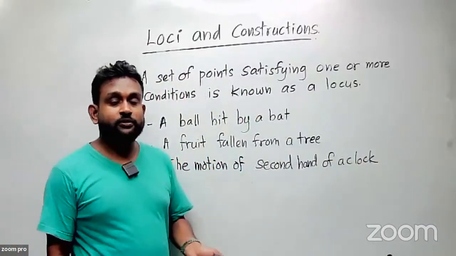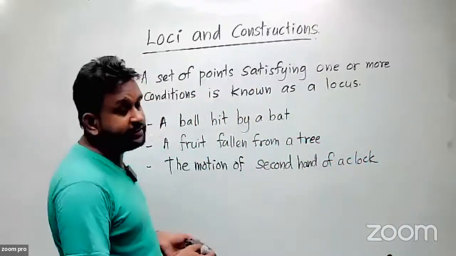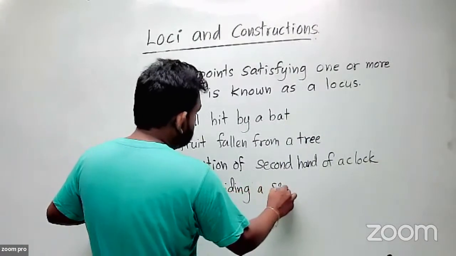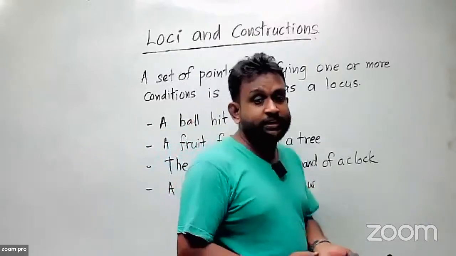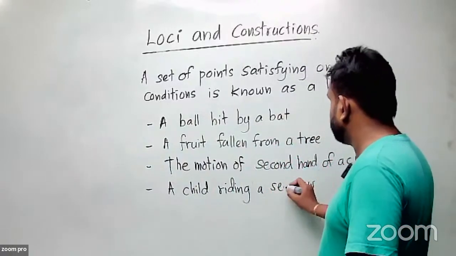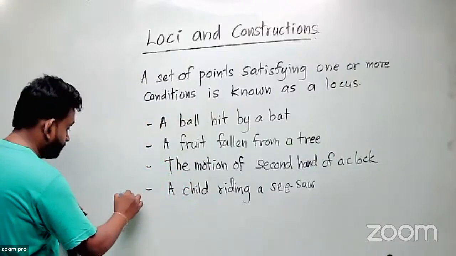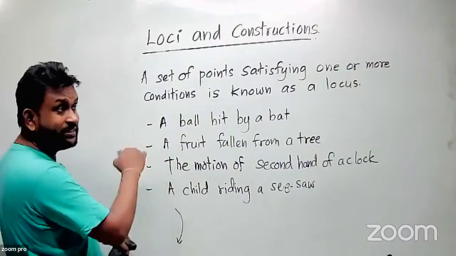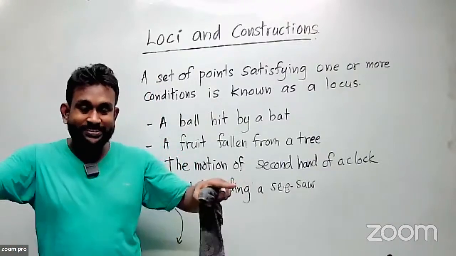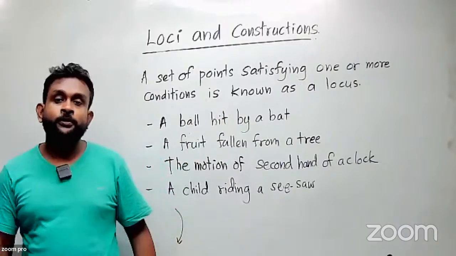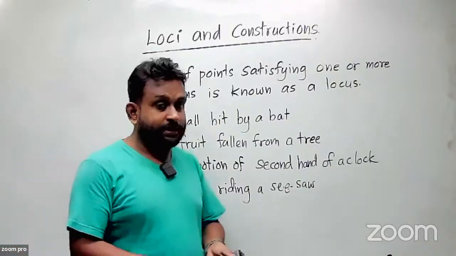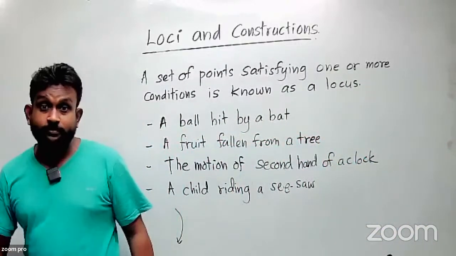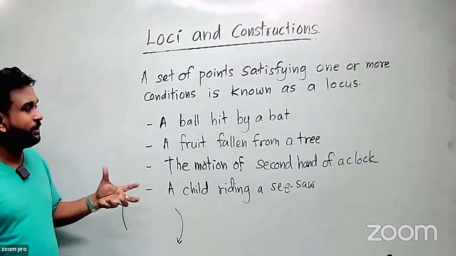Then a child riding a seesaw. Have you seen a seesaw? You can see one child goes up and the other child goes down, here up, here down. That satisfies some conditions: the distance is not varying. So that is the motion of it. These are some examples of the motions, the loci, you have seen in day-to-day life, satisfying some conditions.